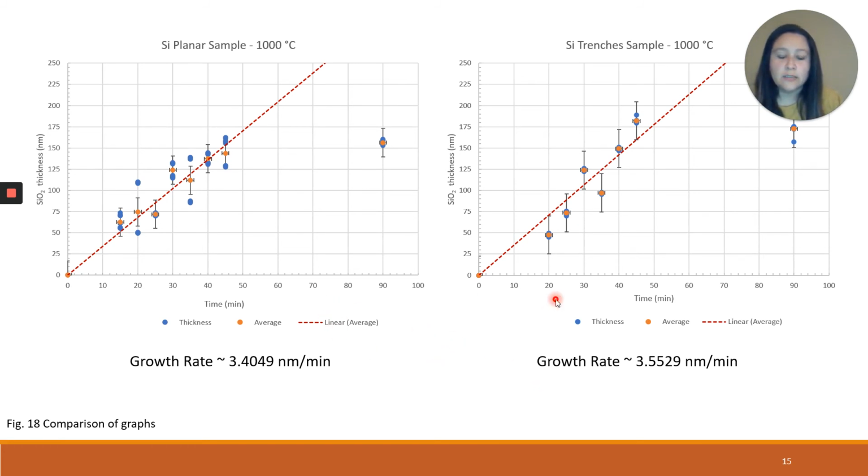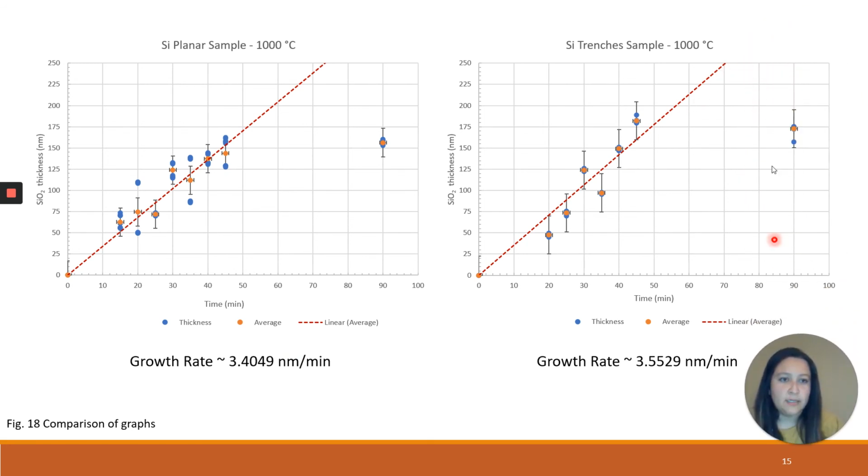Looking here, comparing these two graphs, you can see that they're very similar. Let me go ahead and just move this here. You can see that they have very similar growth rates as well, which is a good sign because then I can use this again for the micro and nano pillars.